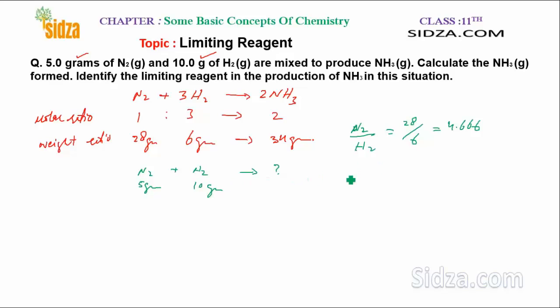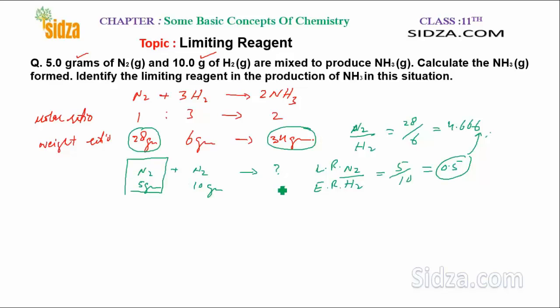The experimental ratio here is nitrogen to hydrogen. The experimental ratio is 5 by 10. It is 0.5. It's very less than this one, right? It's less than the balanced equation ratio. That means nitrogen is the limiting reagent and hydrogen is the excess reagent, right? And the amount of the product formed depends on the limiting reagent. So I will relate the product with the limiting reagent.